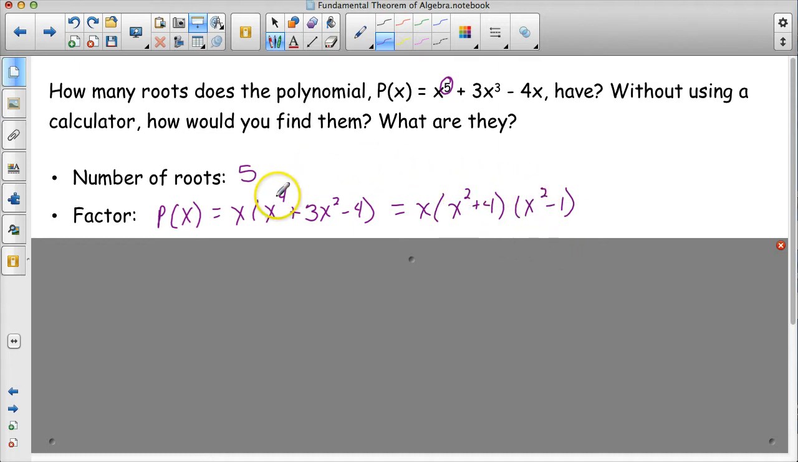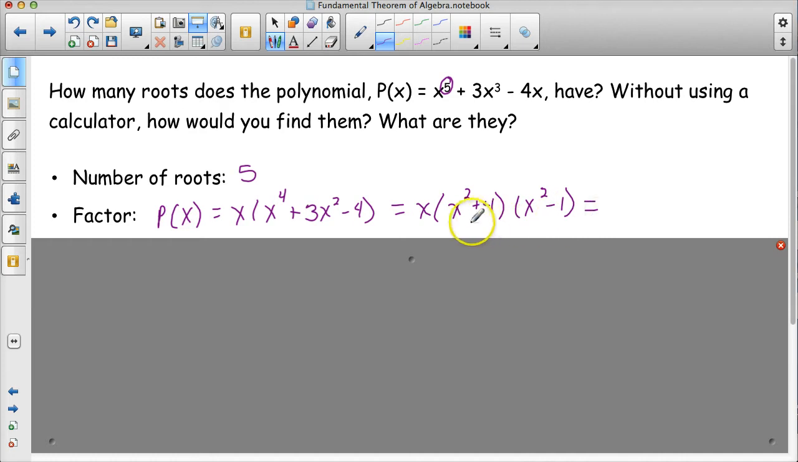x squared times x squared is x to the 4. x squared times negative 1 is negative x squared. And 4 times x squared is 4x squared. They are like terms, so 4x squared plus a negative 1x squared, that is 3x squared. And 4 times negative 1 is negative 4. Now it's factored, but it's still not factored completely because I have x squared plus 4 and I have x squared minus 1. Can I factor them again?